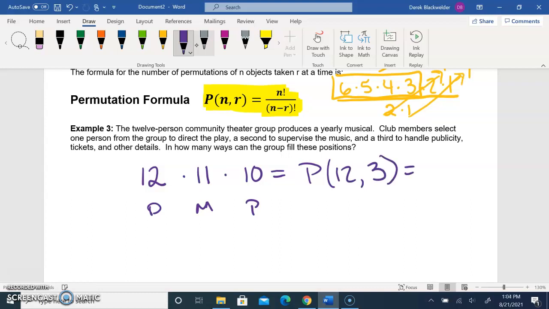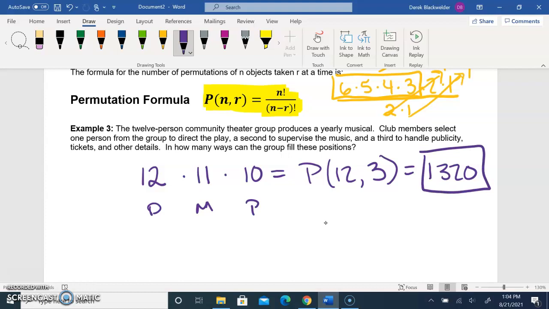And if you do it either way, you're going to get the same answer. Your calculator is doing that same thing. It's going to do 12 factorial divided by 9 factorial, because it's 12 minus 3. But either way, you get 1,320.